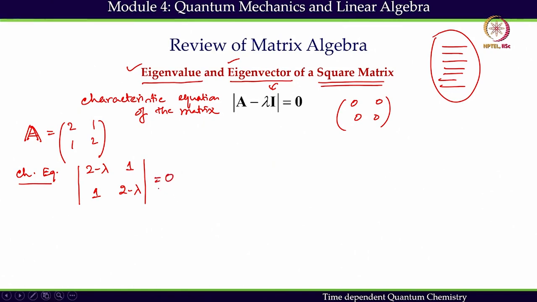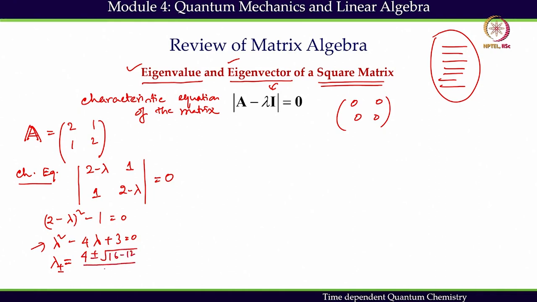So, how can I get that? The determinant can be simplified as follows: (2 minus lambda) whole squared minus 1 equals 0, or lambda squared minus 4 lambda plus 3 equals 0. I will get two values of lambda because this is of second order. So the values are lambda equals 4 plus or minus the square root of 16 minus 12, divided by 2.